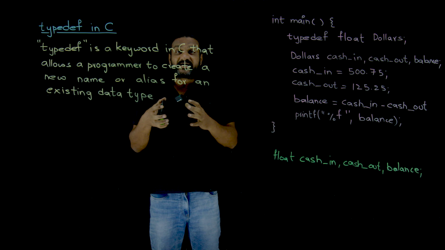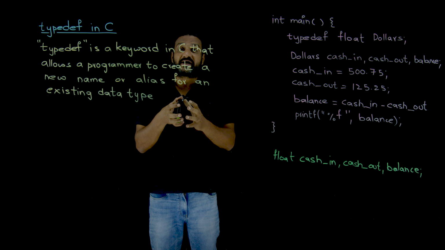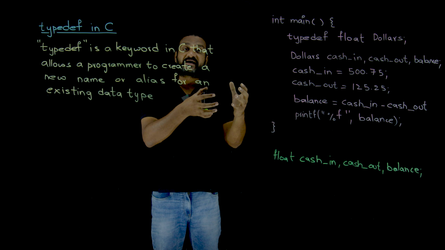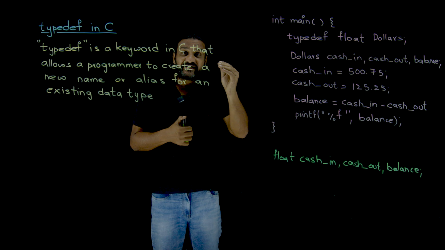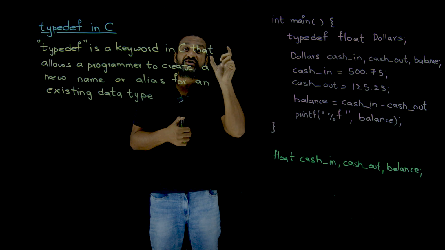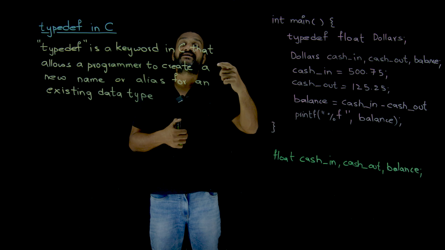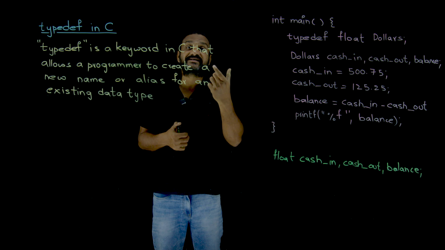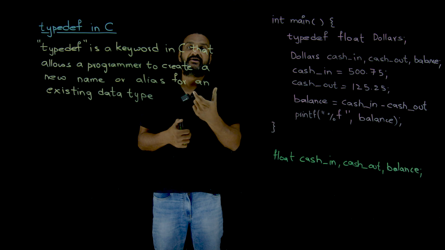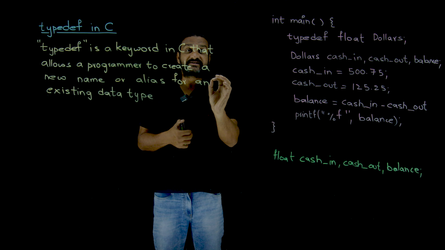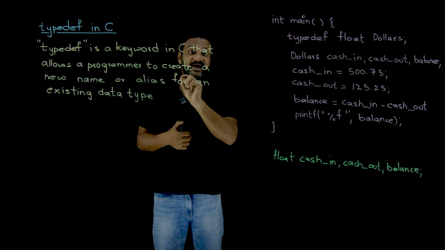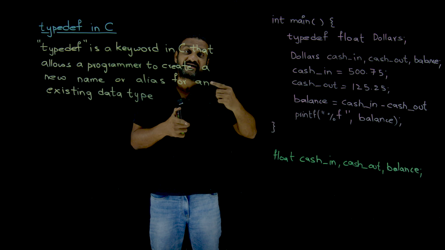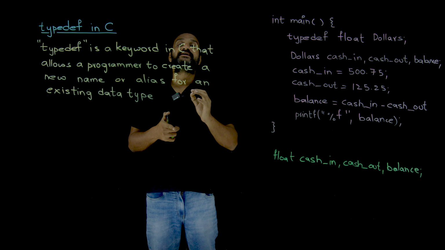So whatever data types exist in our C programming language, let's assume it may be an int, float, or a character, to the existing data types, we can create an aliasing name. In short, we can call it a nickname for the existing data types. So all you need to understand is that it is not creating any new data types. It is just creating another name for the existing data types.